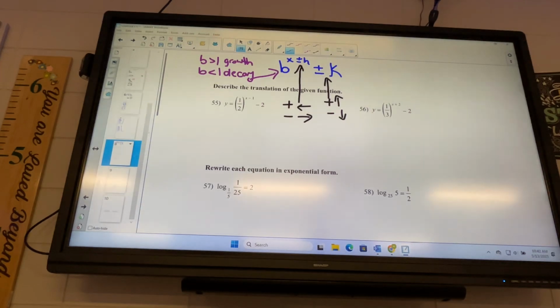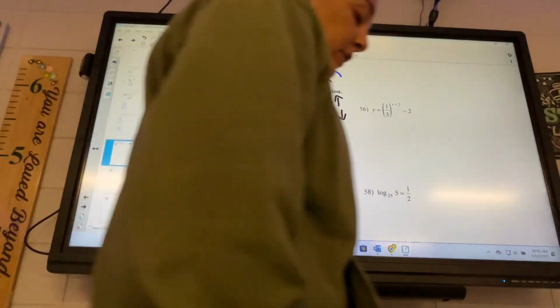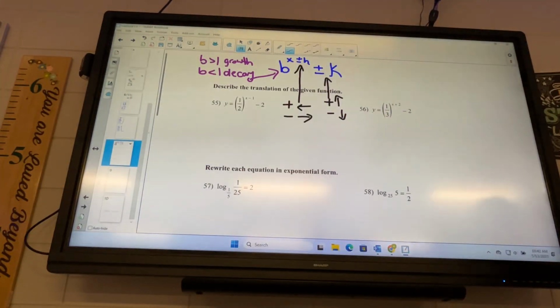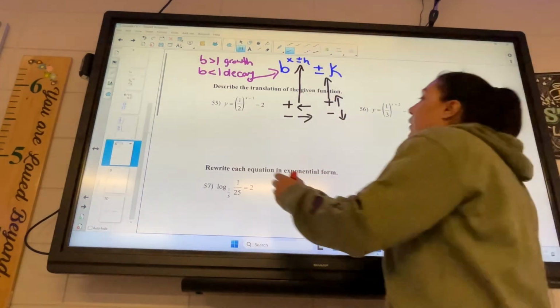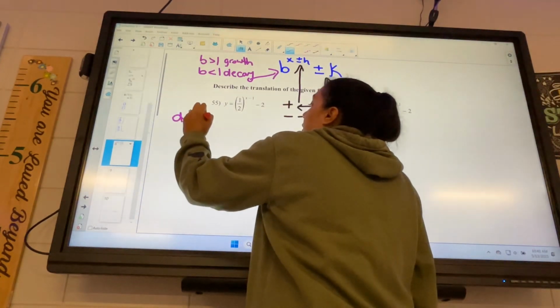Okay, so if we're looking at this, what is my K value? According to 55, what is the K value that they have in that spot? Negative 2. Okay, so it says negative 2, so we're going to go up or down? Down. Down, how many? 2. 2, because it says 2. Okay, so we're going to go down 2.